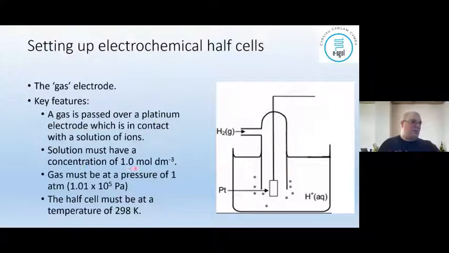Again, the solution must have a concentration of 1 mole per dm cubed, so that's the same as in the previous example. Now, to make this one standard, we must also have a pressure of gas at 1 atmosphere, which is 1.01 times 10 to the 5 pascals. And the half cell must be at the temperature of 298 Kelvin. So again, pretty standard there.